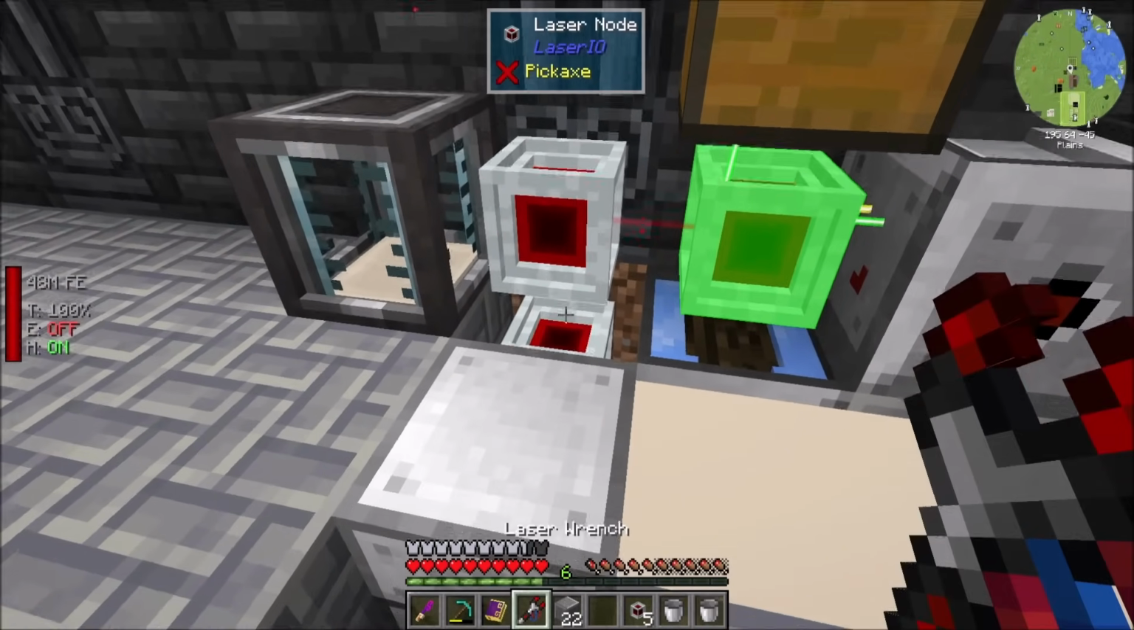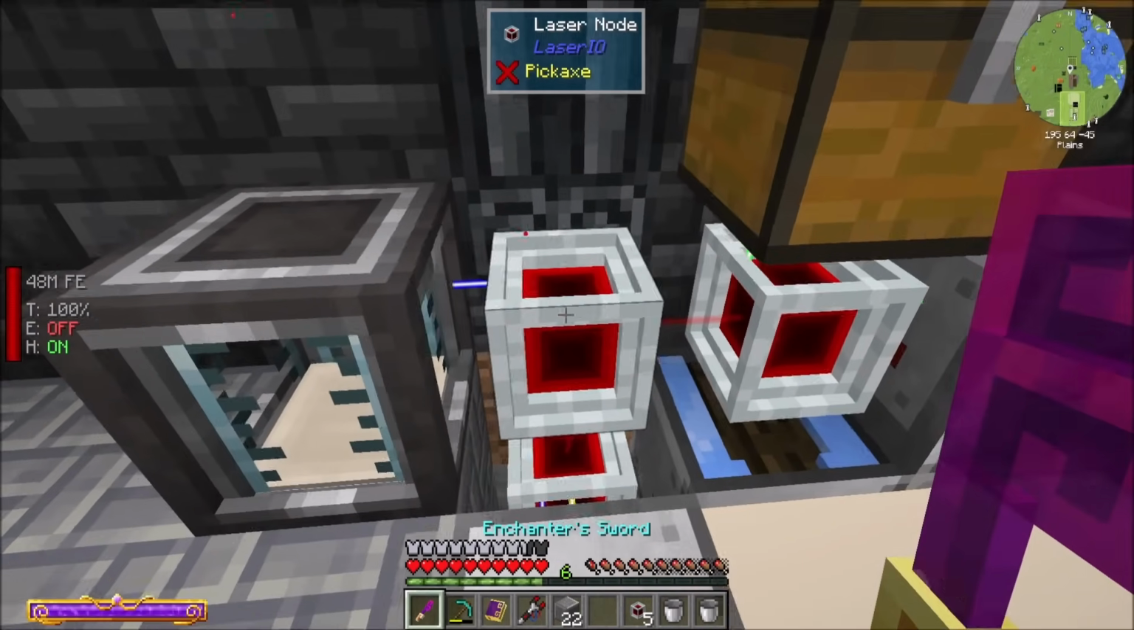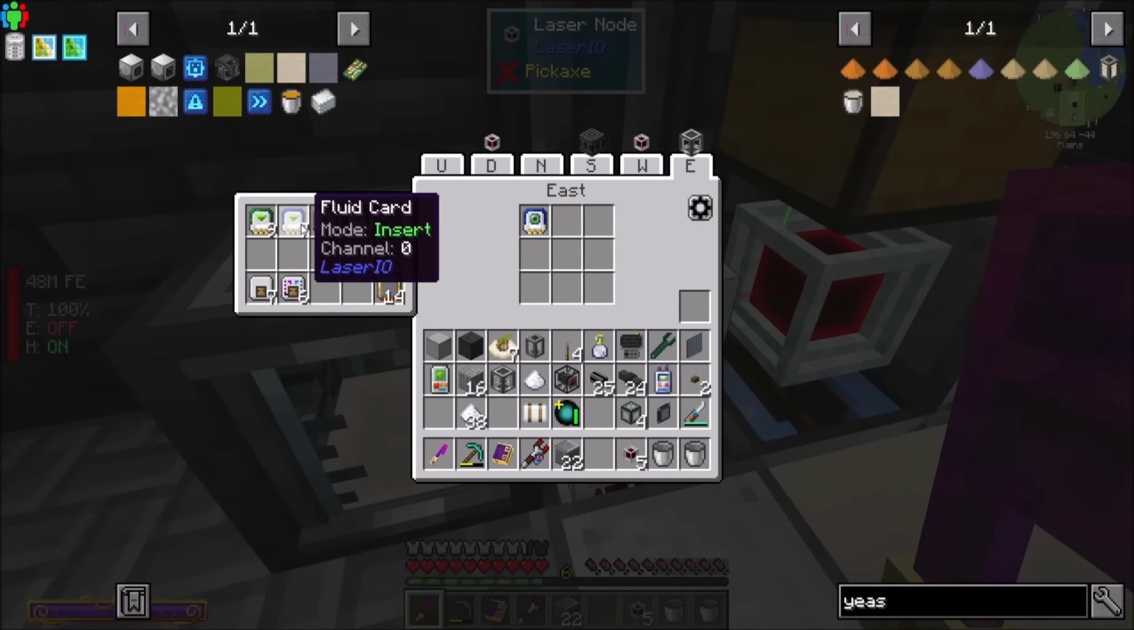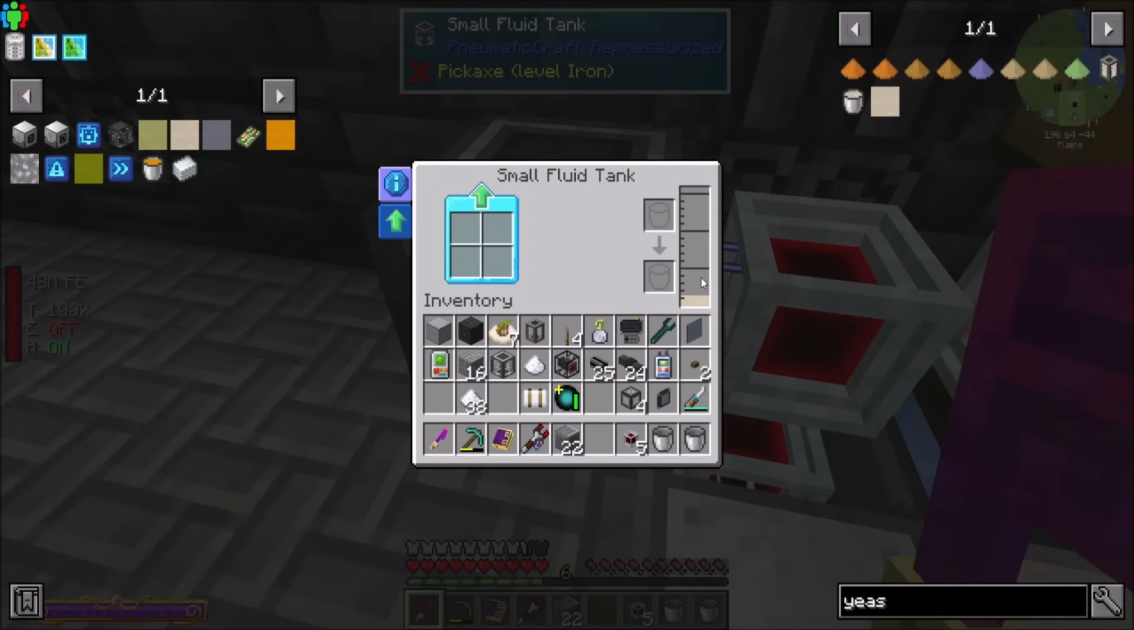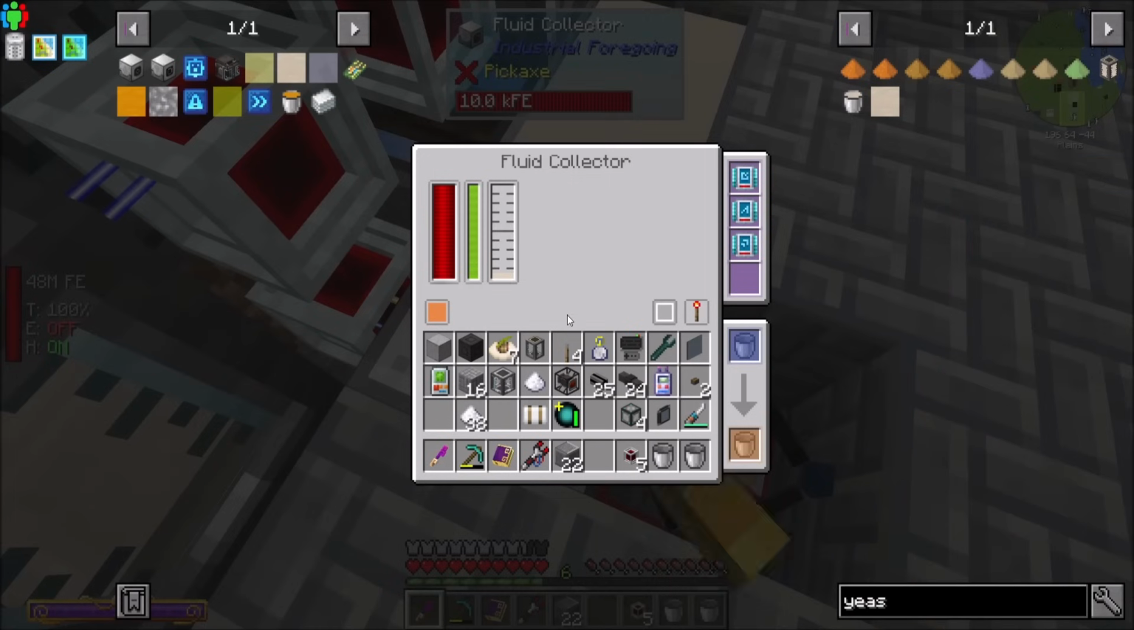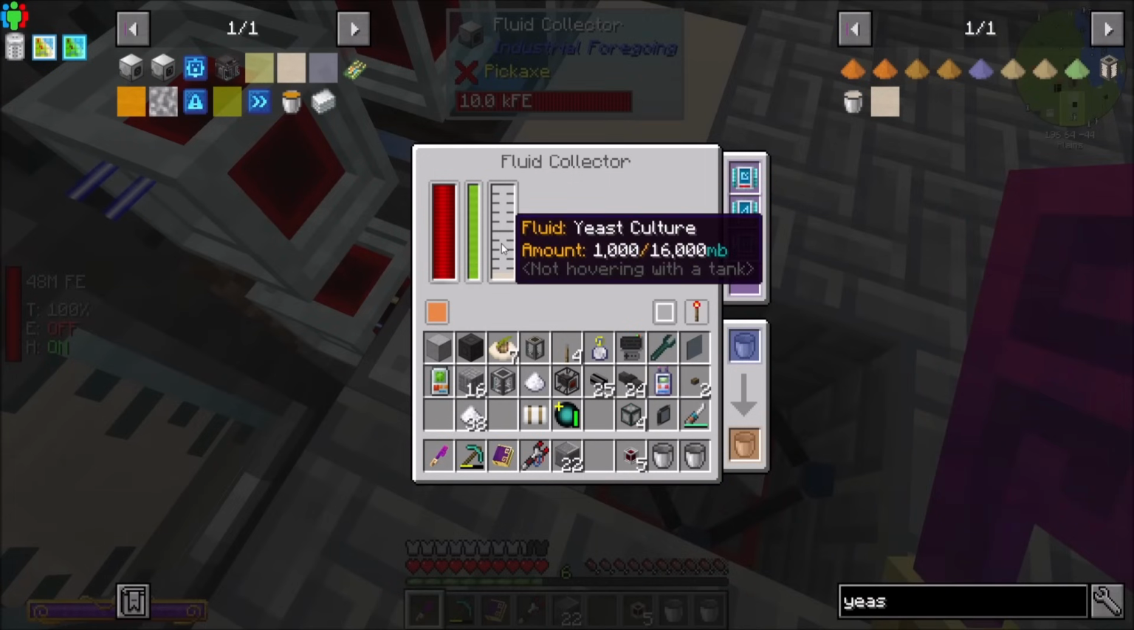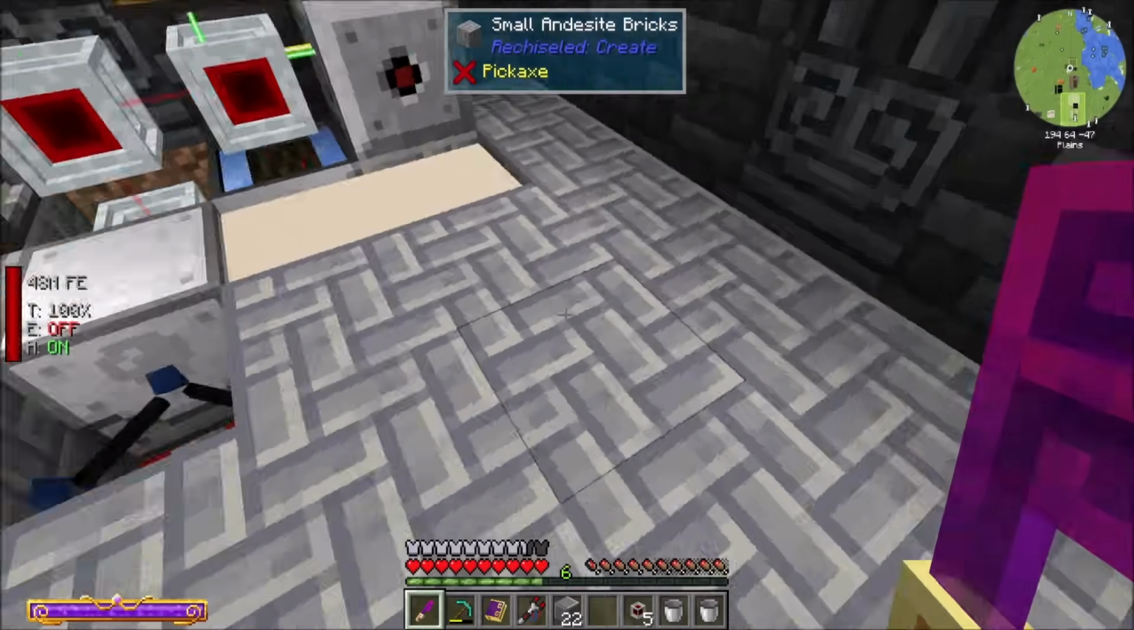So then let's bind you two, right? And you're going to insert fluids. So you should be getting the yeast culture 6, right? And we left a bucket in here. We're always leaving a bucket in here so that he can never pick up water. That's the key, okay? So you ready?